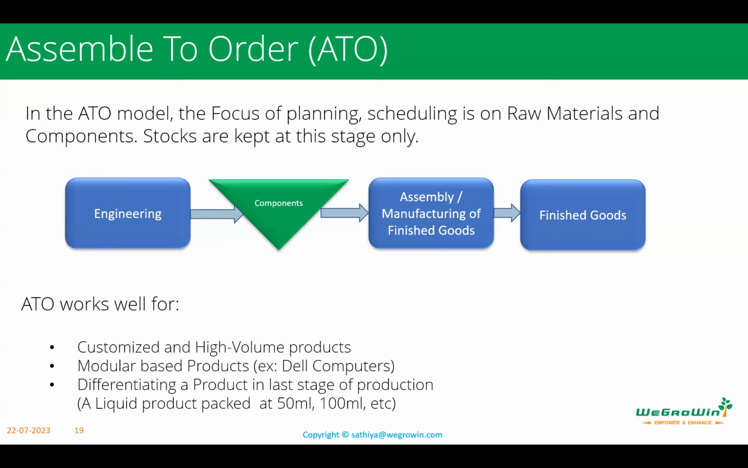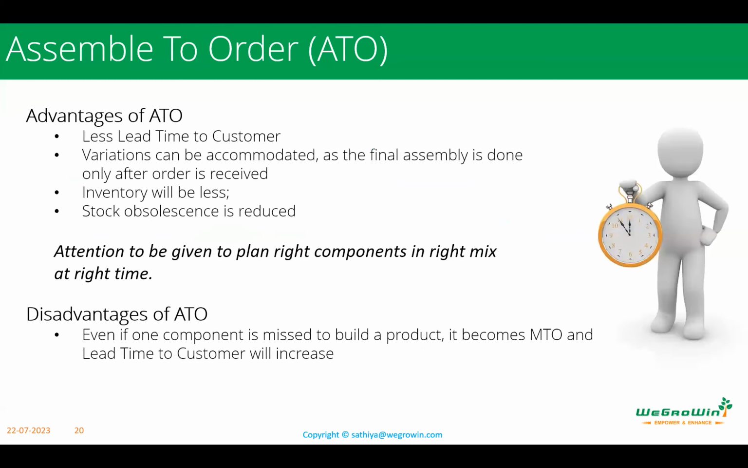So up to the liquid, it is a forecast. After the liquid, packing is make to order. So it is assemble to order. It is a mix of make to stock and make to order, assemble to order. So the advantage is the lead time is considerably less for the customer. At the same time, variations can be accommodated. Your inventory also will be less because you are keeping the inventory only up to the component level or sub-assembly. You are not converting into finished goods. And also you can reduce obsolescence. Your flexibility is also more. Only thing is you have to keep the right components in the right mix in the organization. And even if you miss one particular product, then the entire production may get affected. That is one disadvantage. But again, by careful follow-up and careful planning, we can manage this.